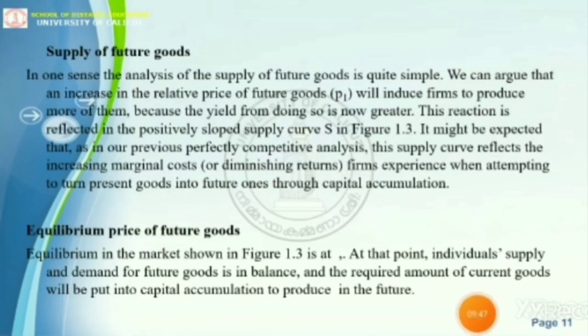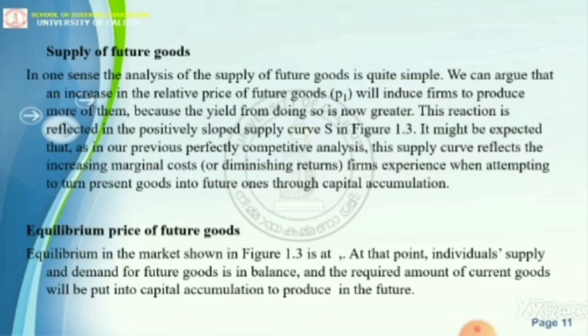Supply of future goods. In one sense, the analysis of the supply of future good is quite simple. We can argue that an increase in the relative price of future good, that is P1, will induce firms to produce more of them because the yield from doing so is now greater. This reaction is reflected in the positively sloped supply curve as in figure 1.3. It might be expected that, as in our previous perfectly competitive analysis, the supply curve reflects the increasing marginal cost or diminishing returns firms experience when attempting to turn present goods into future ones through capital accumulation.